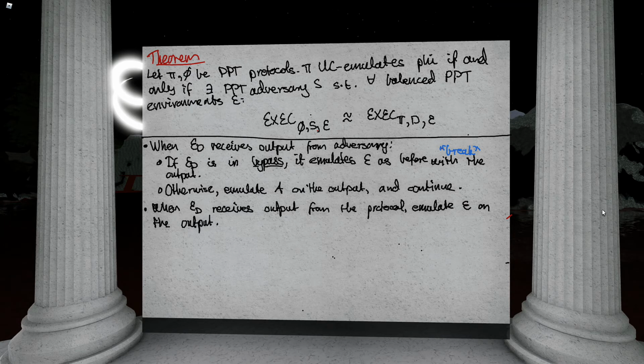Okay, so the picture is, if we get a message from the protocol, we emulate E on it. If we get a message from the adversary, if it was supposed to be sent to the environment, we emulate E on it. Otherwise, we use A to translate it to a message for E. Okay.